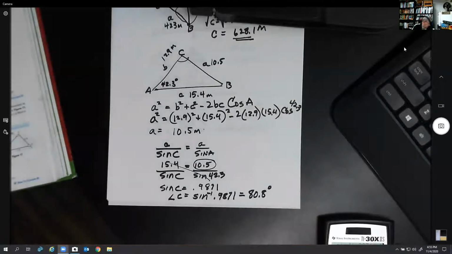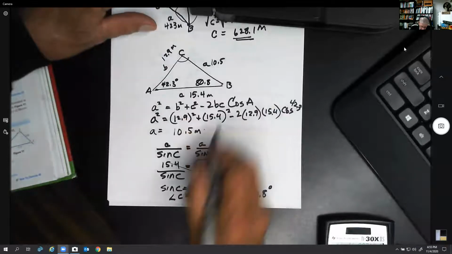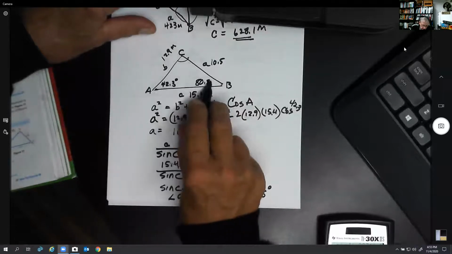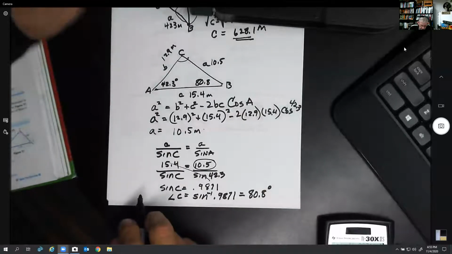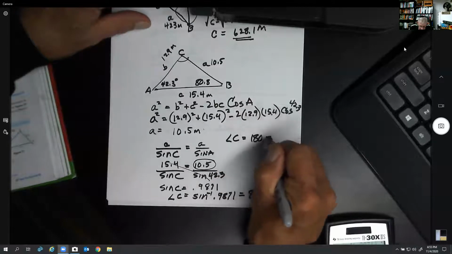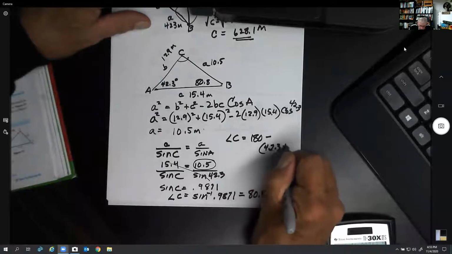And I might be off a little bit because I rounded this off. So angle C, they said it was 81.7. It might be because I didn't use 10.47, I used 10.5. Now at this point, 80.8, and maybe I made a little mistake, but I don't want to go back. So now I can add these two angles and subtract from 180 and find the other thing. So angle C is just simply 180 minus 42.3 plus 80.8.